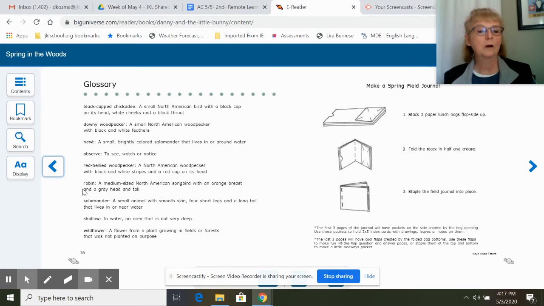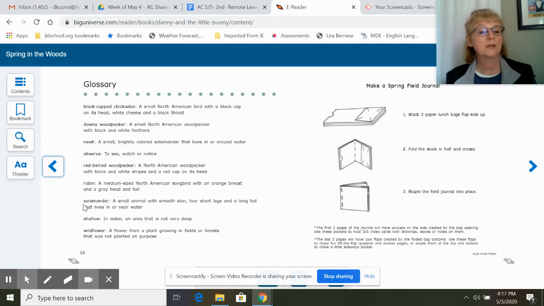These guys, a robin, a medium-sized North American songbird with an orange breast and gray head and tail. We have robins, and they finally have come back here because we have our springtime now.